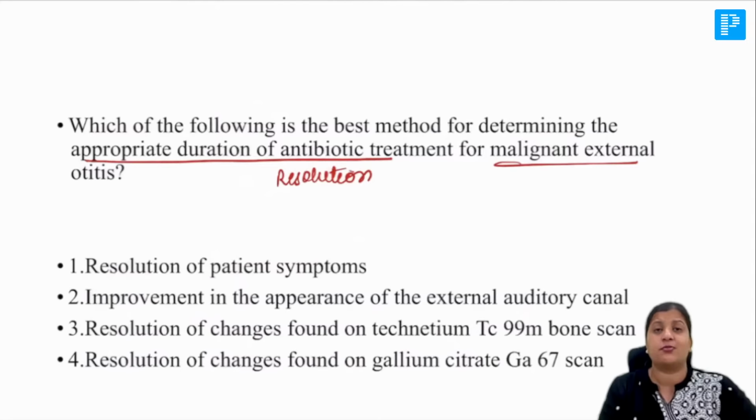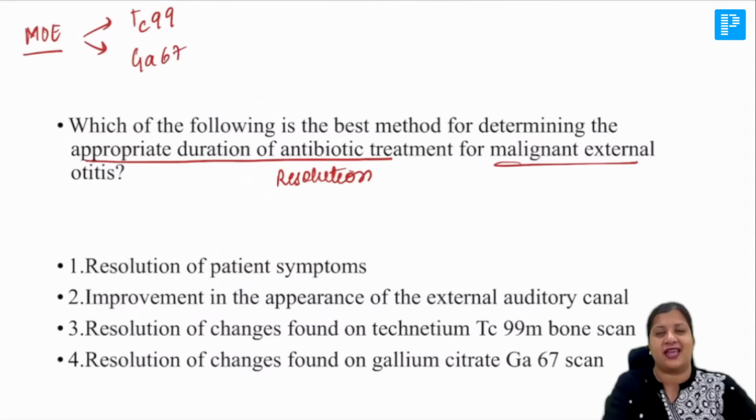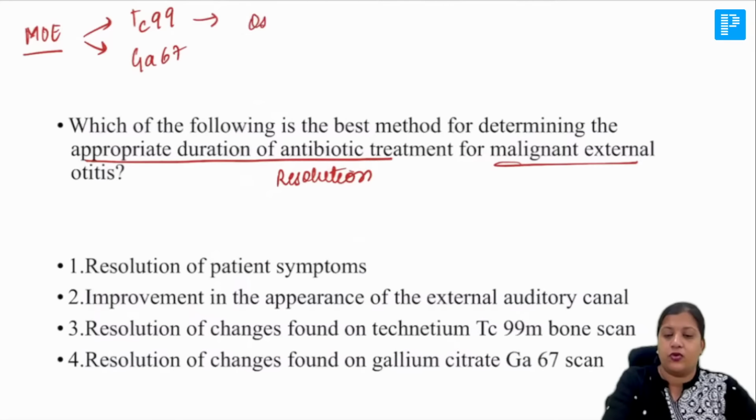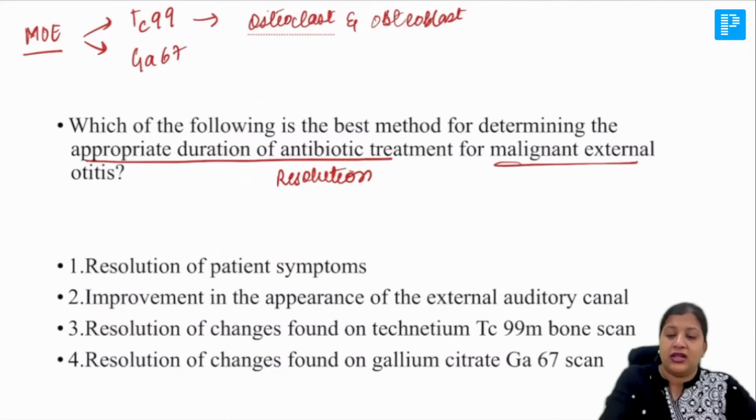I see some of you are split here, some of you are answering 3 and some of you are answering 4. So whenever we talk of malignant otitis externa, there are two radionuclide scans that we do. The first one is called the Technetium-99 scan and the second one is called the Gallium-67 scan. Now Technetium is taken up by both osteoclasts and osteoblasts. So in the early part of the disease there is some osteoclastic activity. So in the early diagnosis, what scan will help me? It will be your Technetium-99.